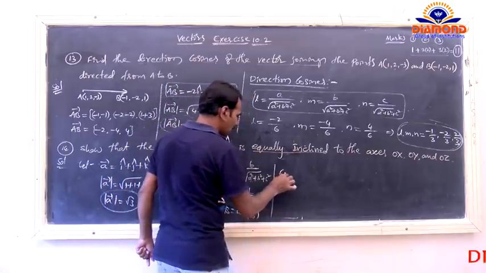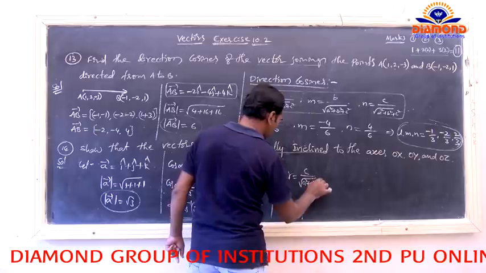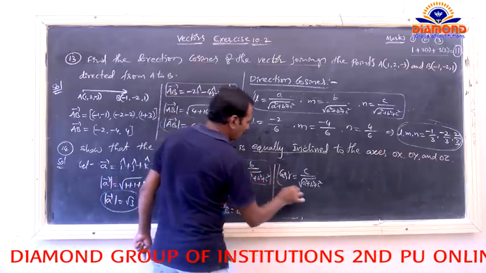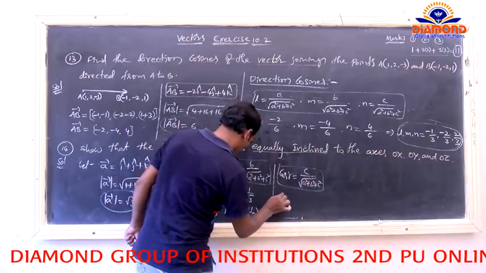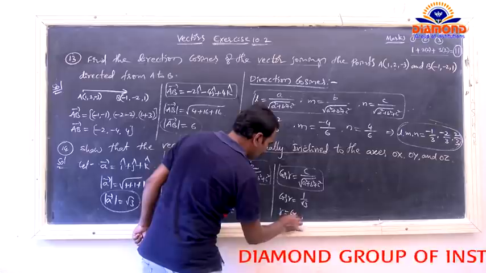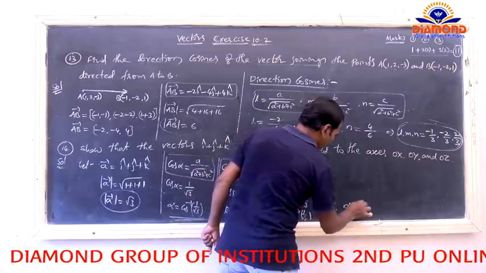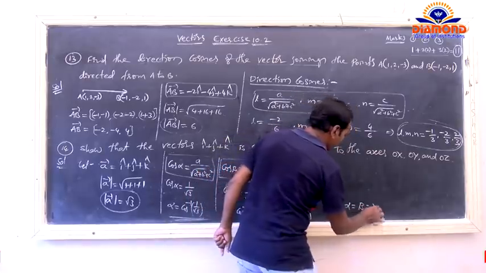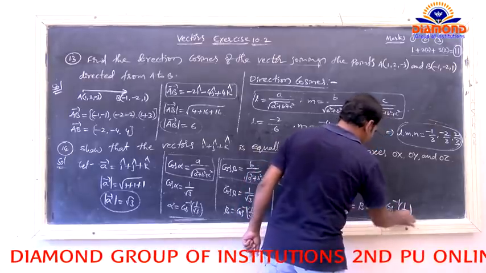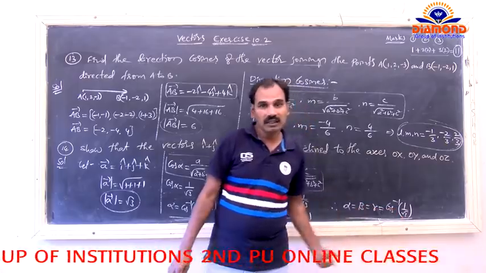Next, cos gamma equal to C divided by square root of A square plus B square plus C square. So cos gamma equal to 1 divided by root 3, gamma equal to cos inverse of 1 by root 3. Therefore alpha equal to beta equal to gamma equal to cos inverse of 1 by root 3. Equally inclined means equal angles: alpha, beta and gamma are all cos inverse of 1 by root 3.